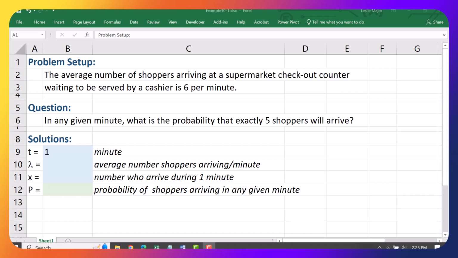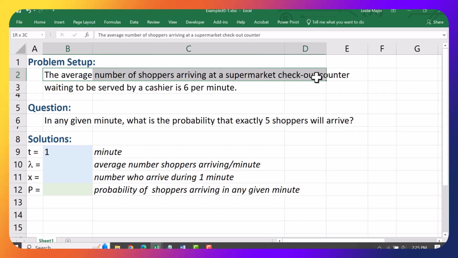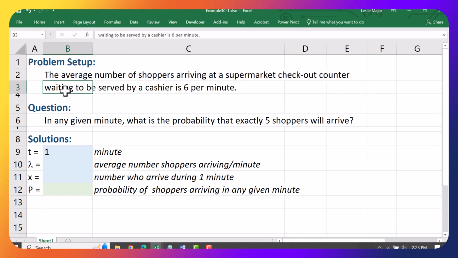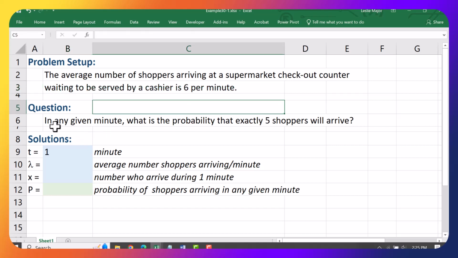In this video, we're going to see how to solve the following problem. The average number of shoppers arriving at a supermarket checkout counter waiting to be served by a cashier is 6 per minute. Question: in any given minute, what is the probability that exactly 5 shoppers will arrive?